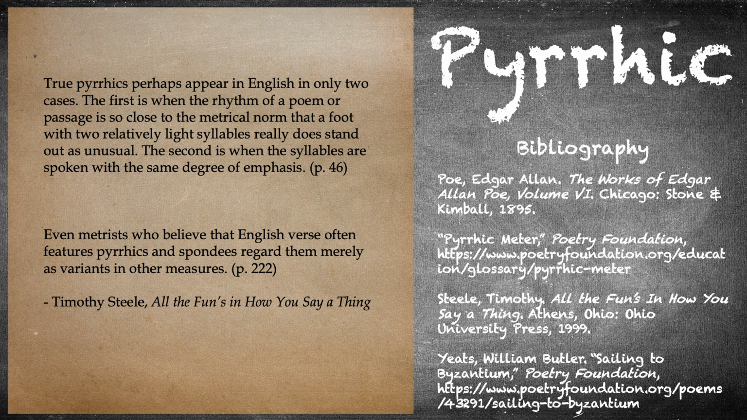Timothy Steele, however, takes a more nuanced view when he writes that true Pyrrhics perhaps appear in English in only two cases. The first is when the rhythm of a poem or passage is so close to the metrical norm that a foot with two relatively light syllables really does stand out as unusual. The second is when the syllables are spoken with the same degree of emphasis. That's why even metrists who believe that English verse often features Pyrrhics regard them merely as variants in other measures.